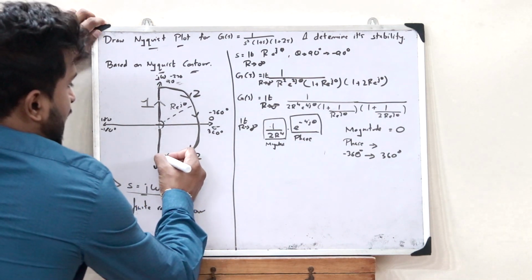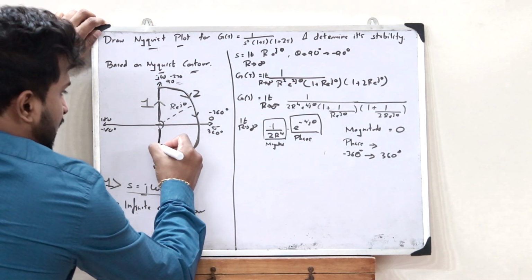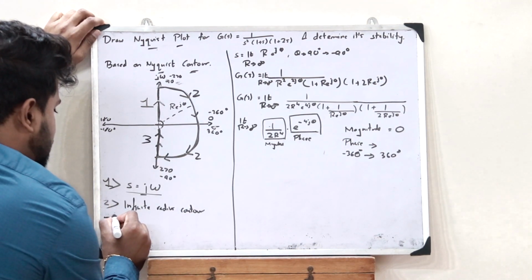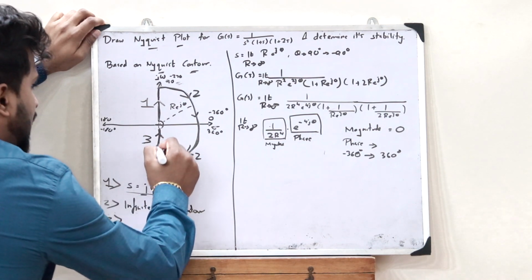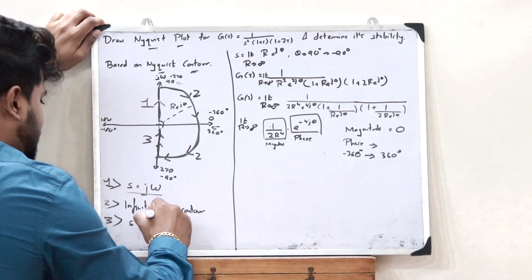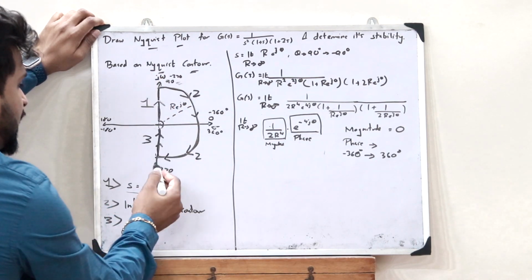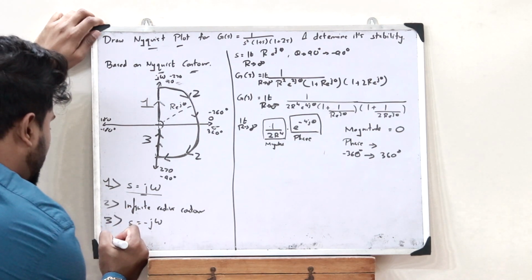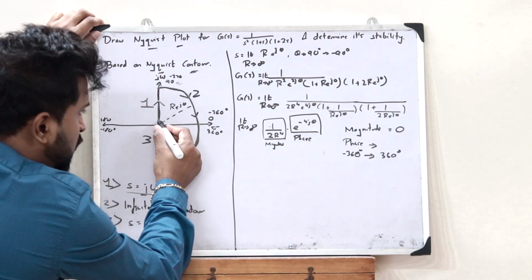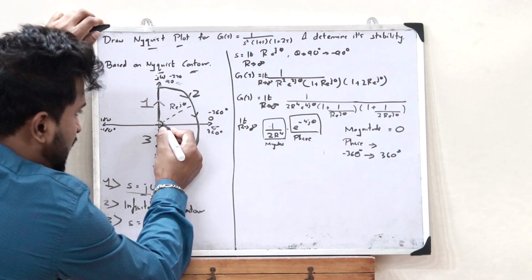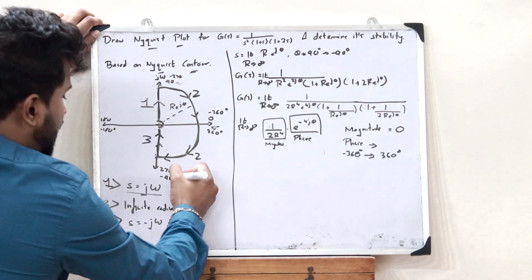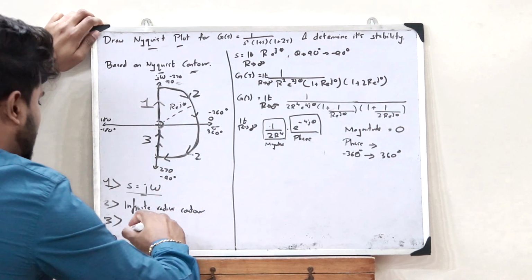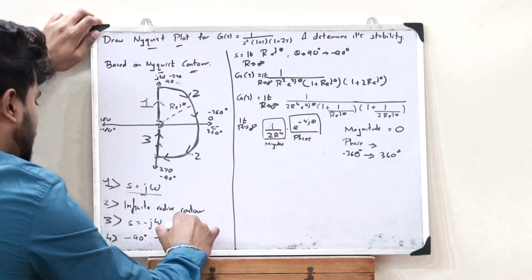And now after this, it moves along here like this. Let us consider this as portion number 3. In portion number 3, we can put the value of s as s equal to minus j omega, because it is moving along here from minus 90 degrees to 0. And finally, in portion number 4, we see this very small portion over here. In this particular portion, it moves from minus 90 degrees to plus 90 degrees.